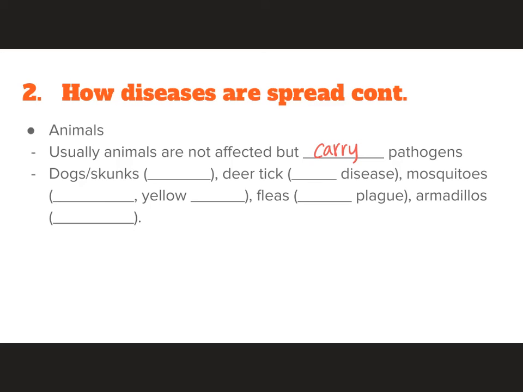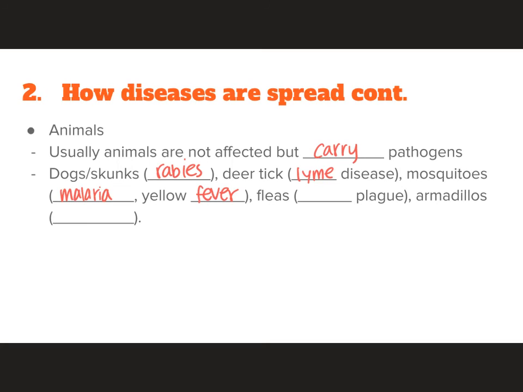So we have some common animals that we can get different pathogens from. We have dogs and skunks that may carry rabies. We also have raccoons and other animals too, but those are the main ones. We have deer ticks that carry Lyme disease. And we looked into mosquitoes for malaria and also for yellow fever.